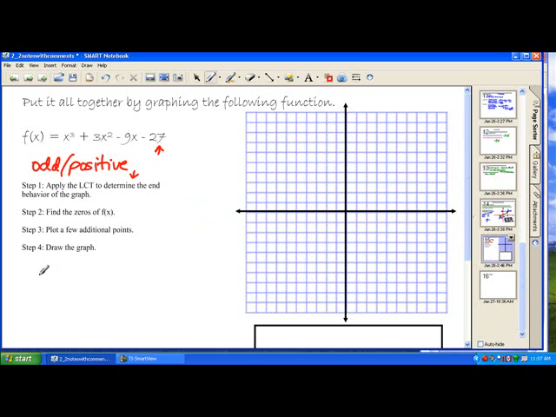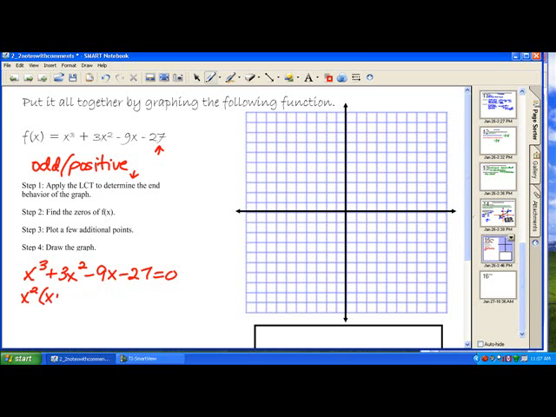Find the zeros of f. So this is where I've got to go back to my algebra skills and solve by factoring if we can. You may have to bring in the quadratic formula, other things within this section. This is 4 terms, so we can factor by grouping.